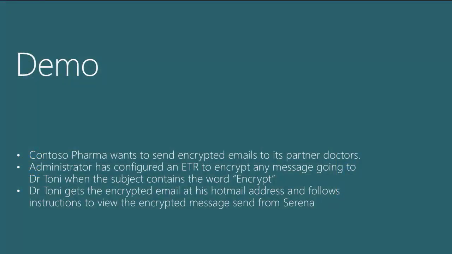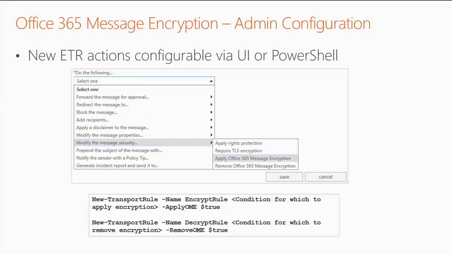And I'll just, there we go. So how did this get configured? So you saw how I can do it through the UI. This can also happen through PowerShell commandlets. You can use new transport rule, and you can use the apply OME action, and it'll do OME for you. There's also the option to remove OME.